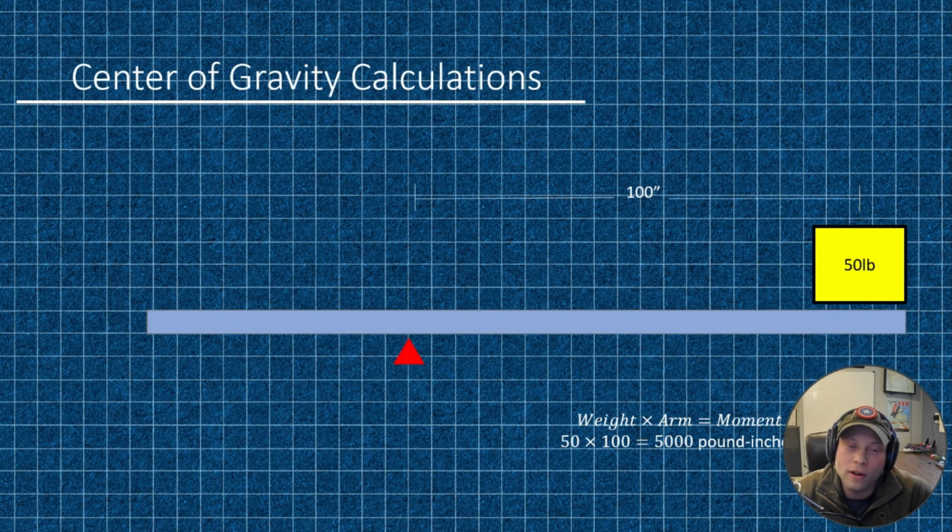Now, like we said before, your weight is going to be in pounds typically. Your arm is going to be in inches, and that arm is from some reference point on the aircraft. In this case, we're modeling our aircraft as a fulcrum. Whenever we do these calculations, we're going to use the fulcrum point as our equal point. It's just a mathematical equation at this point. You've got your weight, 50 pounds, multiplied by your arm, which is 100 inches. So you've got 50 times 100, and that comes out to 5,000 pound-inches. That is your moment.